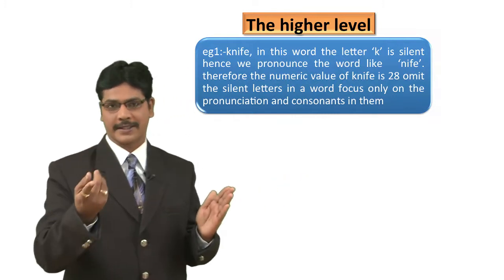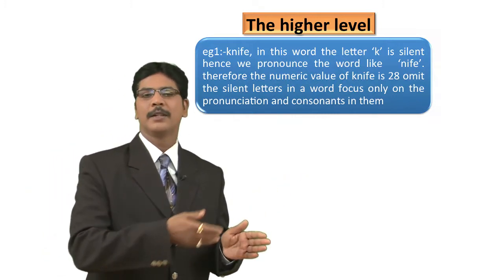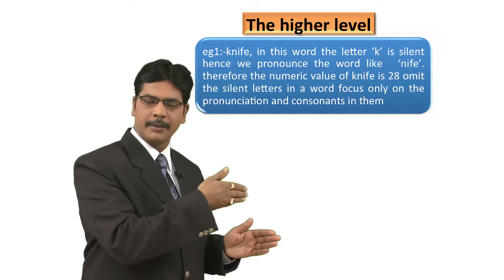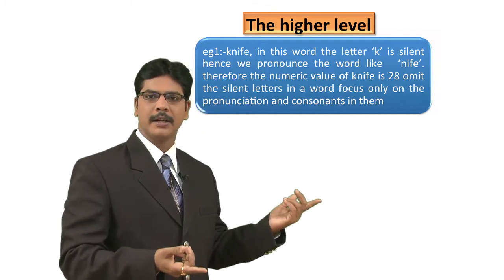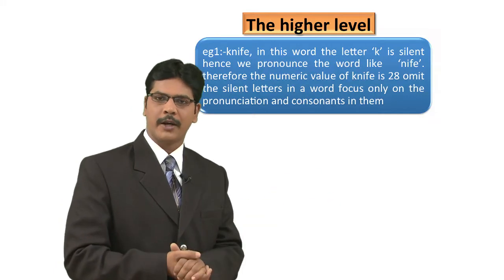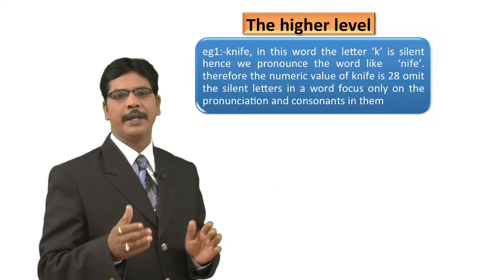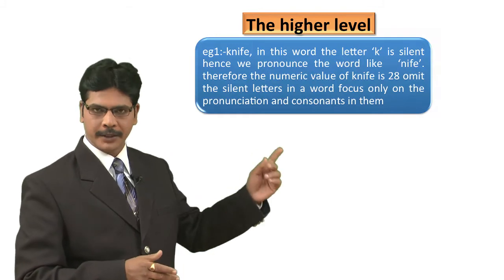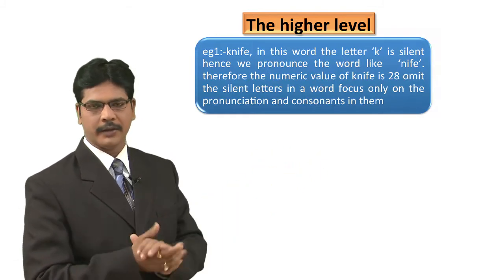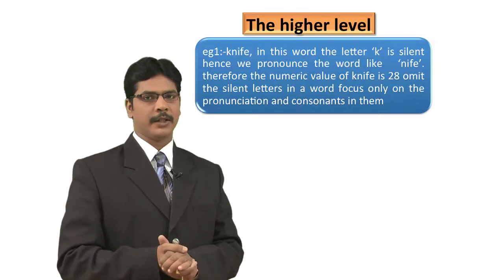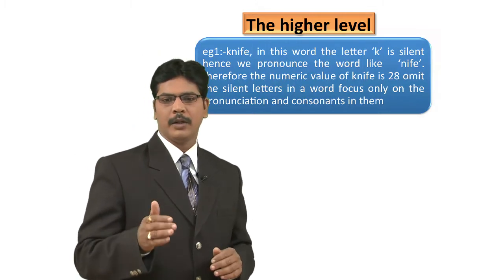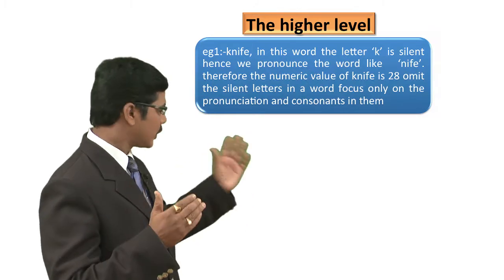That's why they're called phonetics, not letterics, okay? So omit the K there because K is not pronounced, and for the remaining letters, write their numeric value. So for knife, the value would be 28. You can omit the remaining vowels and invalid letters, and you must also omit the silent letters in a word. That's the rule.